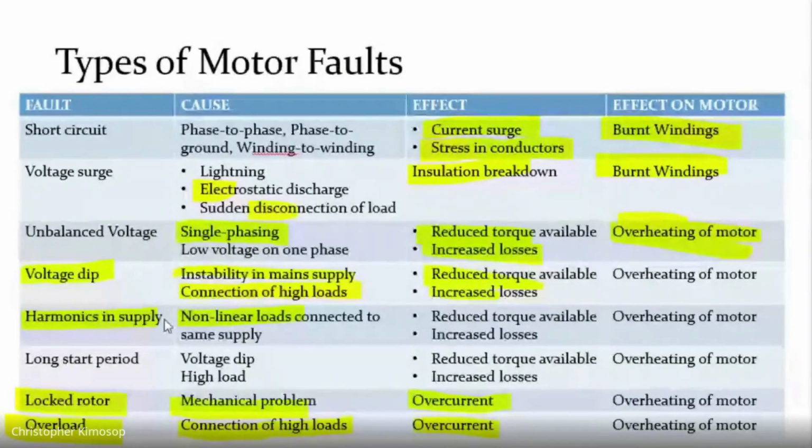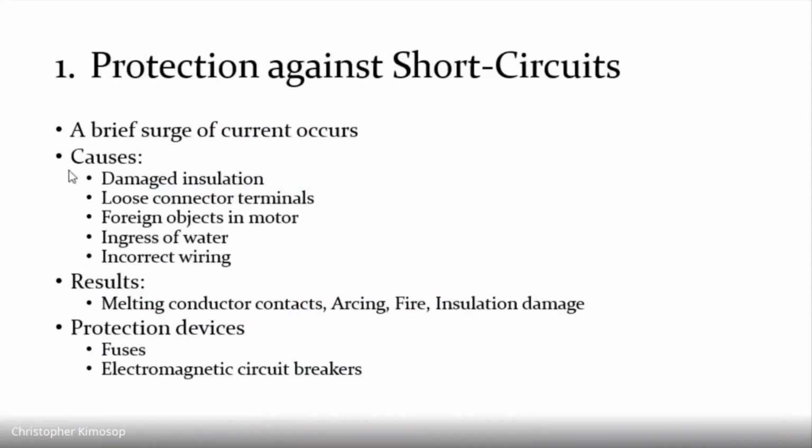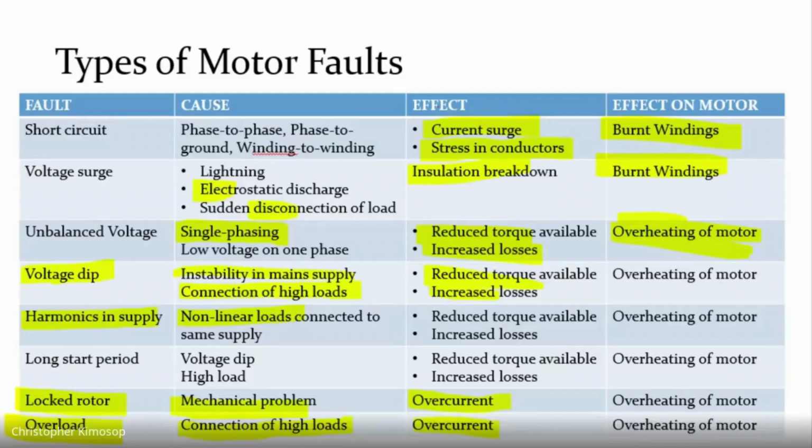So how do we prevent them? We've talked of two types. We had short circuits, which cause burnt windings, and we had overloads, which manifest themselves as high currents. So let's look at those two in turn. Looking at short circuits within the motor, as we said, this is a brief surge of current which occurs for various reasons, either due to the short circuit or due to a voltage surge.